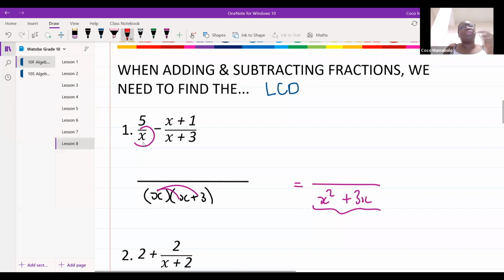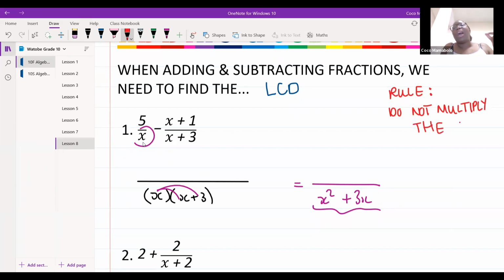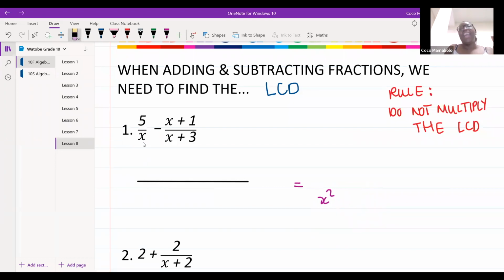So the golden rule for today, our rule is, do not multiply out the LCD. Do not multiply the LCD. I want everyone to tell me in the chat, what is today's golden rule? Let me know in the chat. What is today's golden rule?